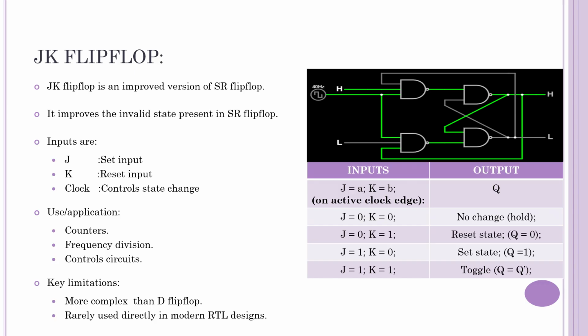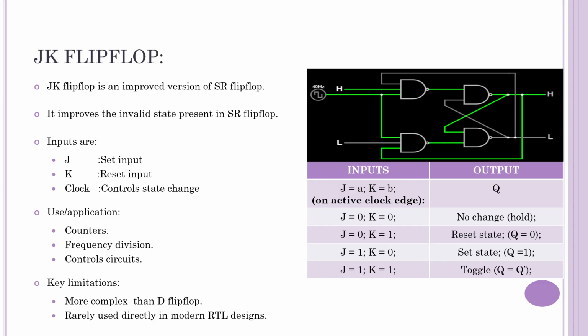On the active clock edge, if J equals 0 and K equals 0, no change. If J equals 0 and K equals 1, reset. If J equals 1 and K equals 0, set. But here's the powerful part. If J equals 1 and K equals 1, it toggles. Yes, the output flips from 0 to 1 or 1 to 0. That's what makes JK predictable and powerful.